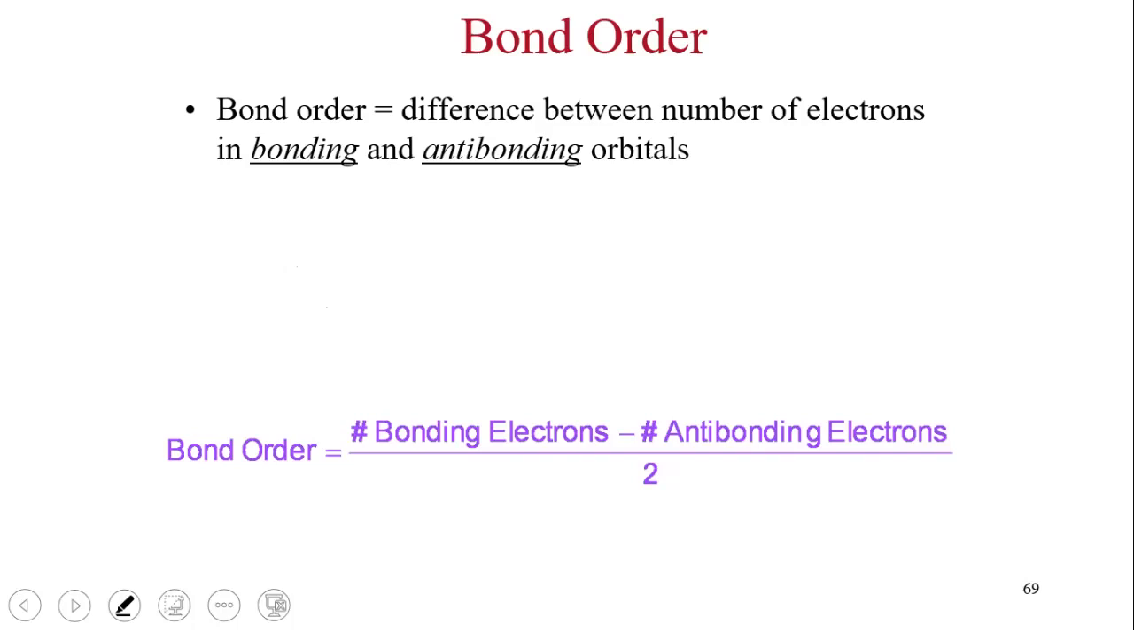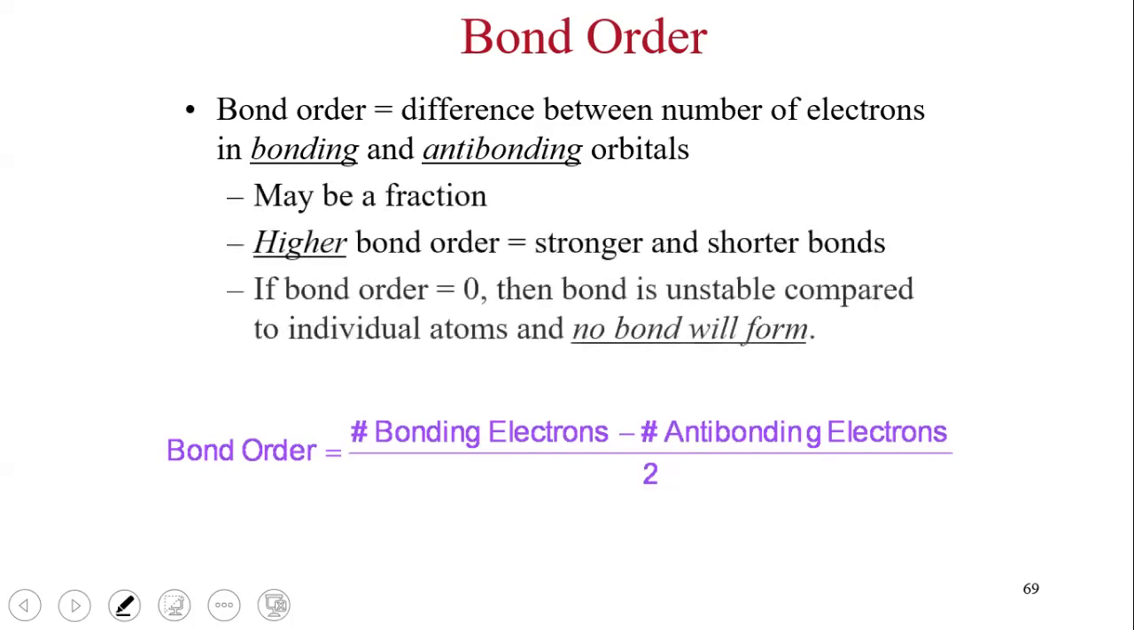You subtract the electrons in anti-bonding orbitals, and you divide that by 2. Several things. The bond order could be a fraction. Secondly, the higher the bond order, the stronger and shorter the bonds are because it represents a bigger difference between bonding and anti-bonding electrons. And if your calculation yields a bond order of 0, then that bond would be unstable compared to the individual atoms, and therefore that bond will not form. That molecule is not going to exist.